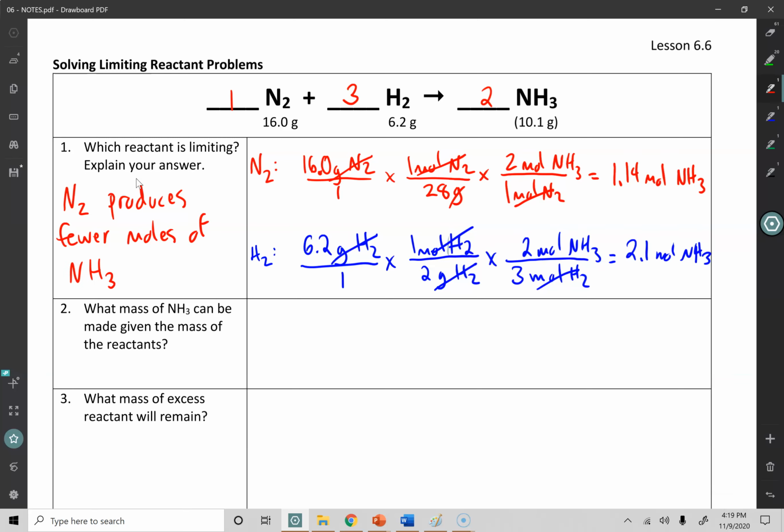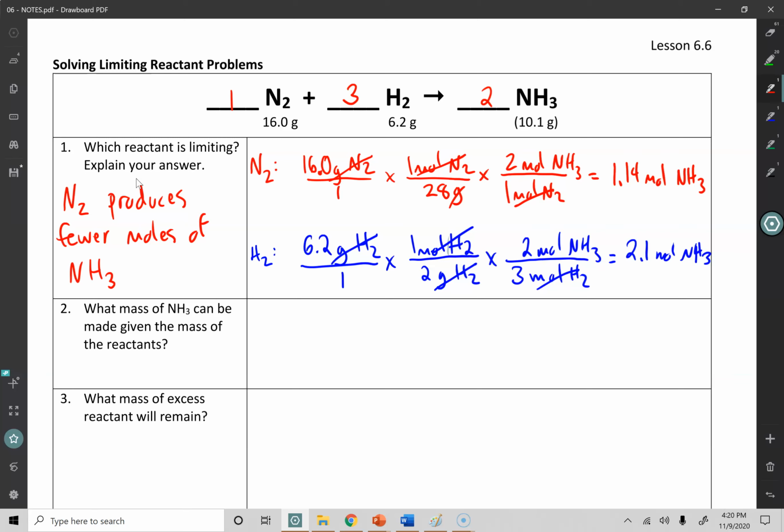Therefore, it's limiting. I have the tendency to combine question 1 and 2 together, but we'll do them separately. What mass of NH3 can be made given the mass of reactants? Well, now that I know that hydrogen is in excess, I can ignore it for any of my calculations about limiting reactants. I know that there's going to be some hydrogen left over at the end, so it does not get incorporated into any of my calculations right now.